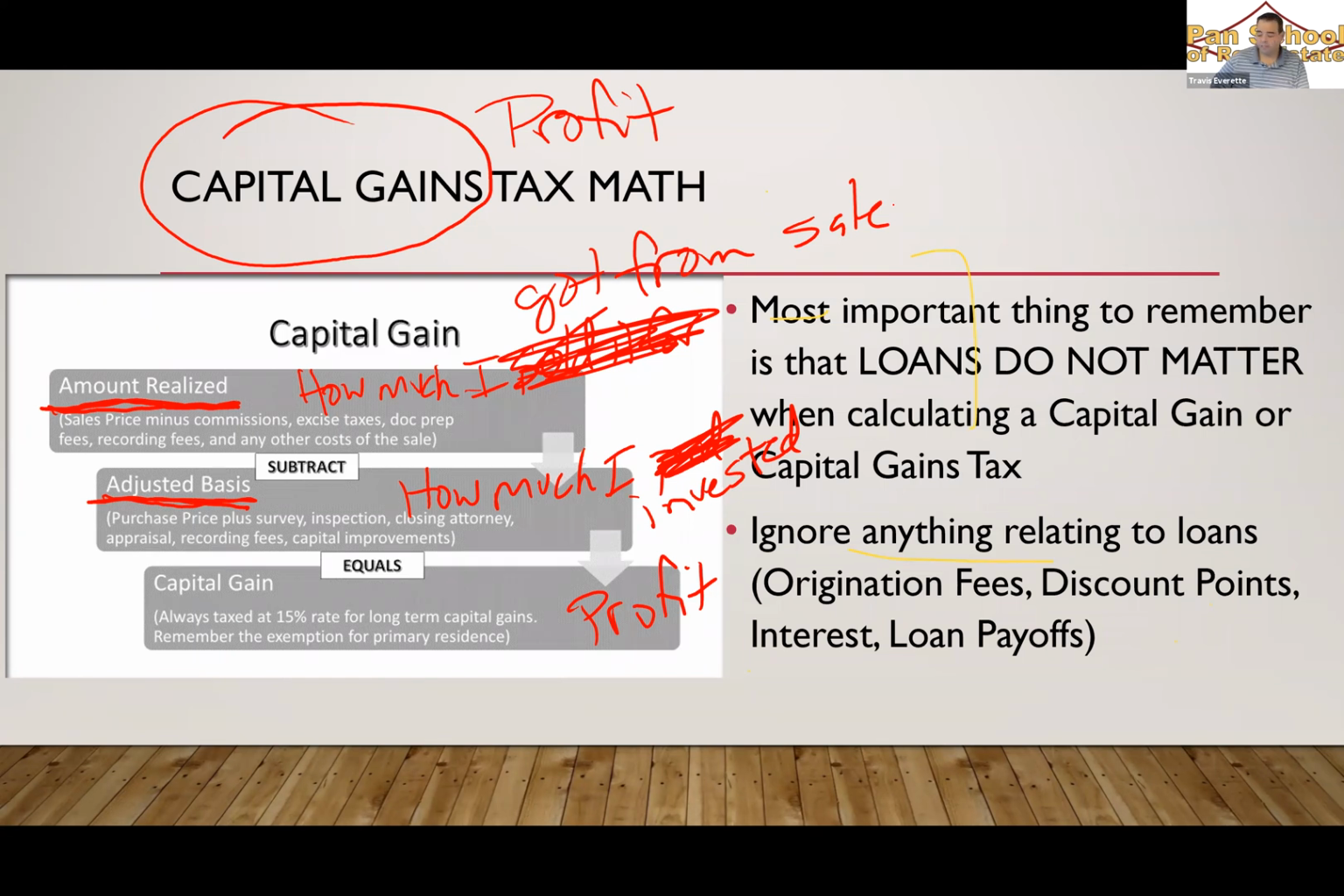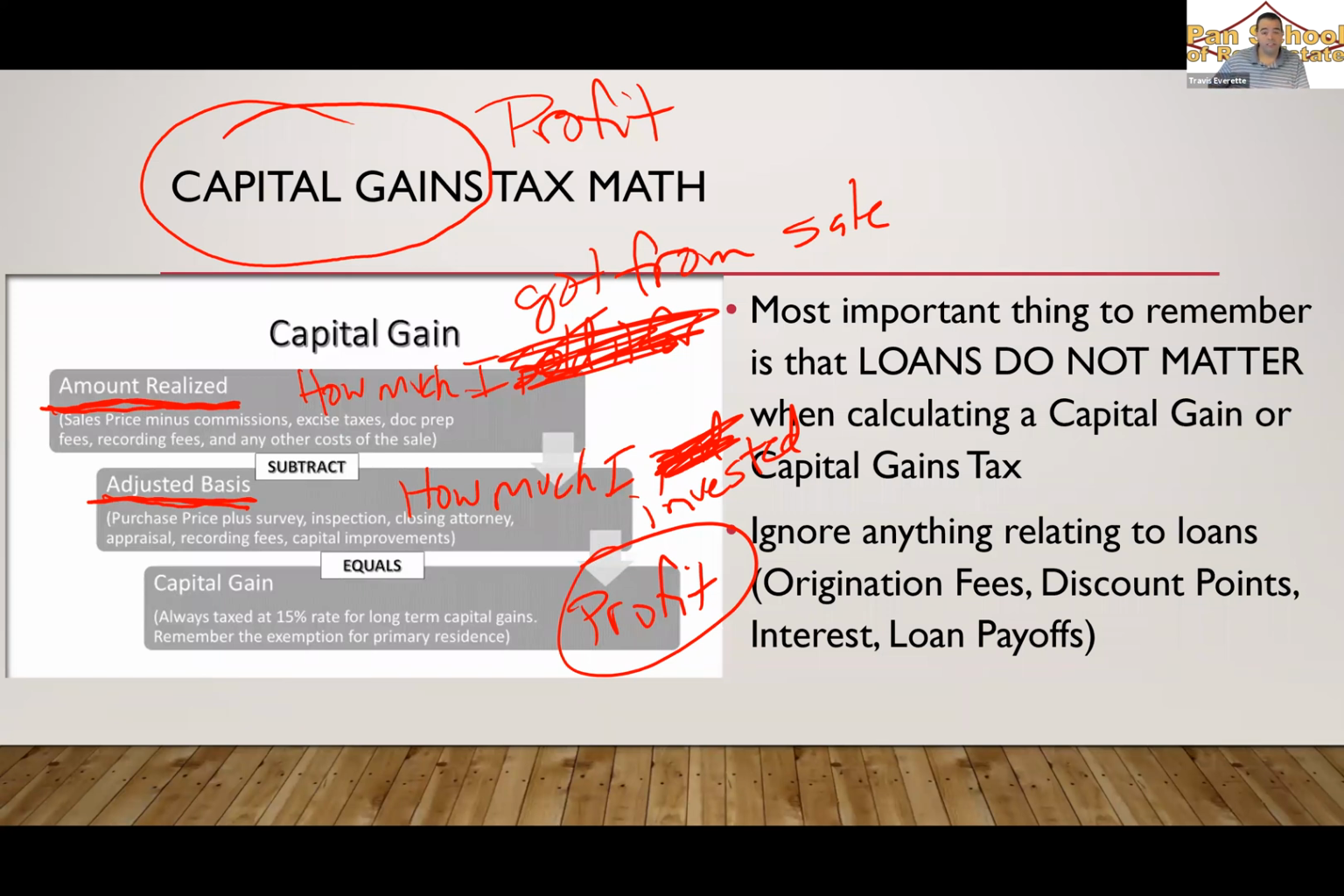So how much I got from the sale minus how much I invested will give me my profit. And that is called a capital gain. That make sense for everybody? That's called a capital gain, and you pay taxes on that. And how much you pay in taxes is going to be dependent upon how long you've owned the property.